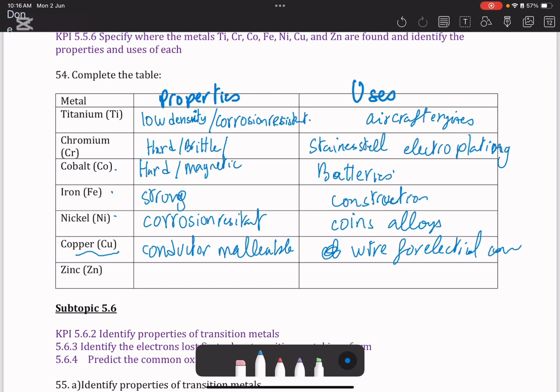Electrical conductivity. Zinc, lustrous. Lustrous means shiny. It's like a mirror. If you put it in front of you, you can see yourself. Lustrous.